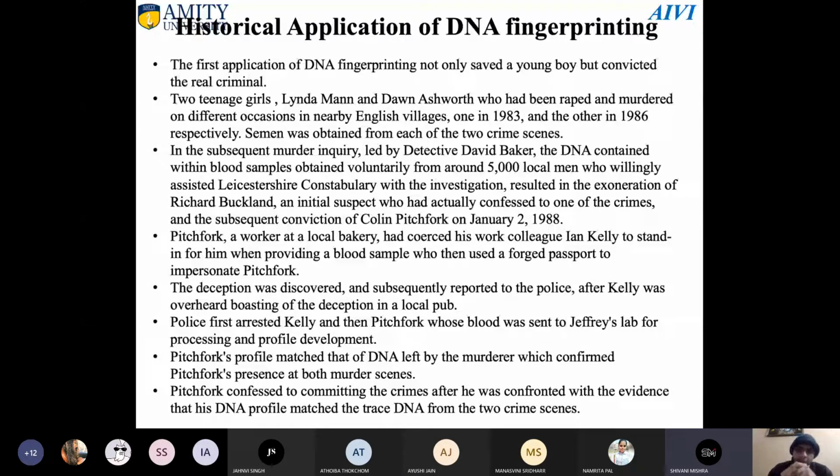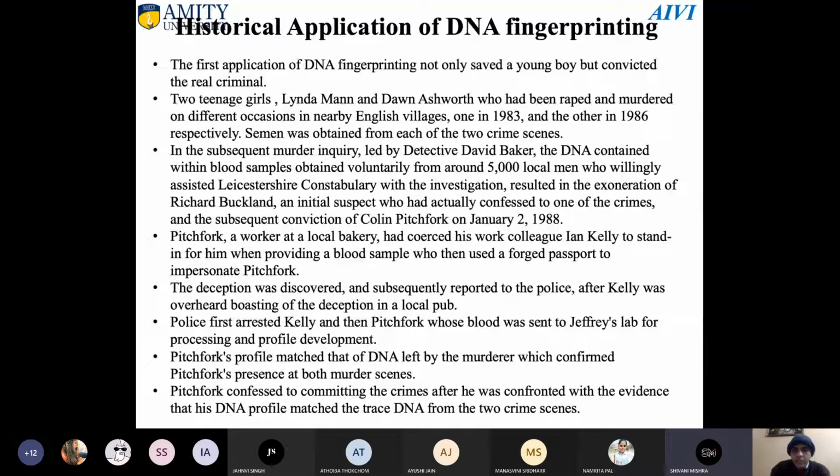Then recollection was made, and the recollection leads to the final catching of the real criminal. So just simply, let's read out what really happened at the time. Pitchfork, a worker at a local bakery, had coerced his work colleague Ian Kelly to stand in for him when providing a blood sample. So instead of himself, he asked Ian Kelly to provide the blood sample, using a forged passport to impersonate Pitchfork.